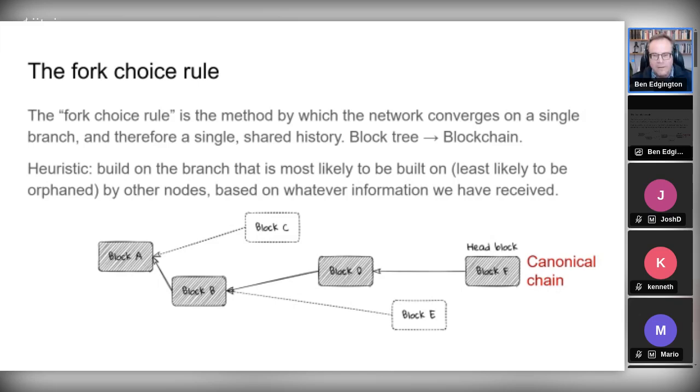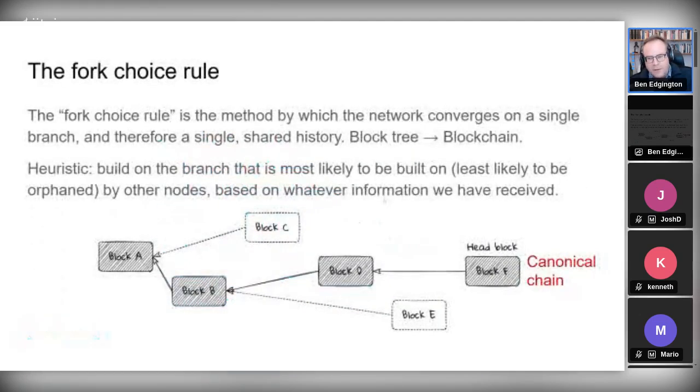And if we all agree, then we've converged. We have a unified view of the network. So we have to somehow guess, based on this potentially faulty, potentially late, potentially incomplete information we have about the network, which block most of the network thinks is the best, is the one that they would build on if they were in our shoes. And then we have convergence onto a single view.